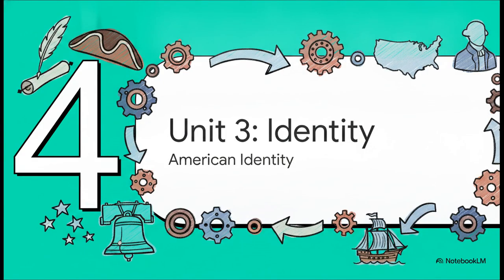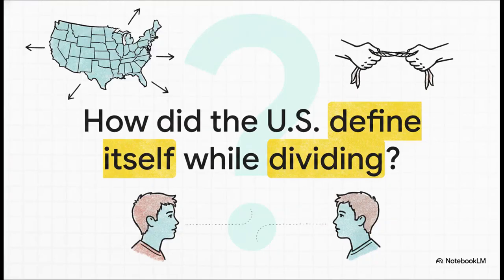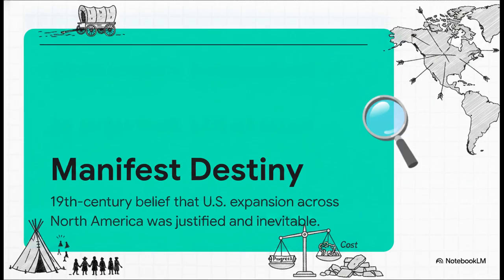All right, let's jump ahead a bit to Section 4, Unit 3, American Identity. Honestly, you can think of this period as the nation's incredibly awkward and, frankly, turbulent teenage years. The big question is, how exactly did the U.S. figure out who it was while simultaneously growing way larger and basically fighting with itself? The country is rapidly expanding its borders, but as it grows, the differences between different regions are getting sharper and sharper.